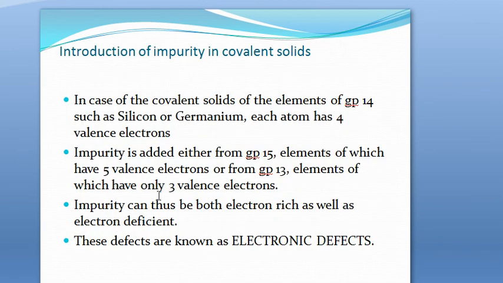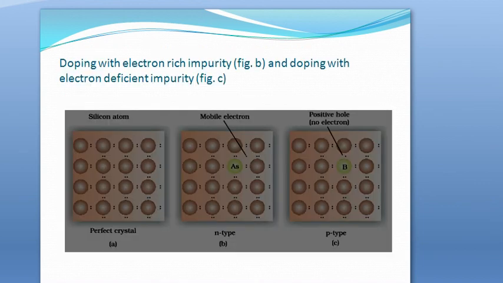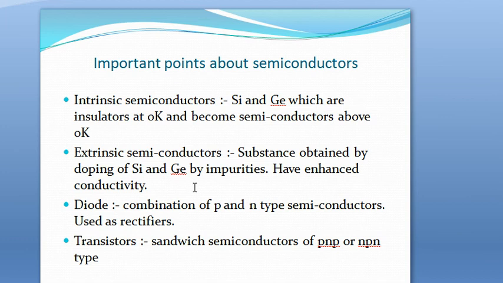Let's go back to this slide now. Now impurity is added either from group 15, elements of which have 5 valence electrons, n-type बनेगा उससे, and group 13, elements of which have only 3 valence electrons, p-type बनेगा. Thus जो आप impurity introduce करोगे, it can be both electron rich as well as electron deficient. And these defects are called electronic defects for obvious reasons, because this is a defect because of an extra electron, this is a defect because of the electron deficiency. Look at the diagram again, and anything you want to learn further is given here in this slide.